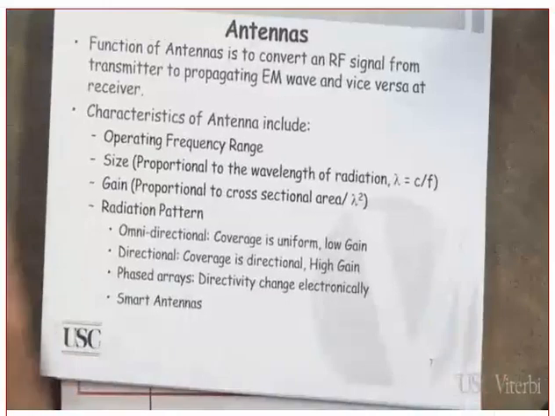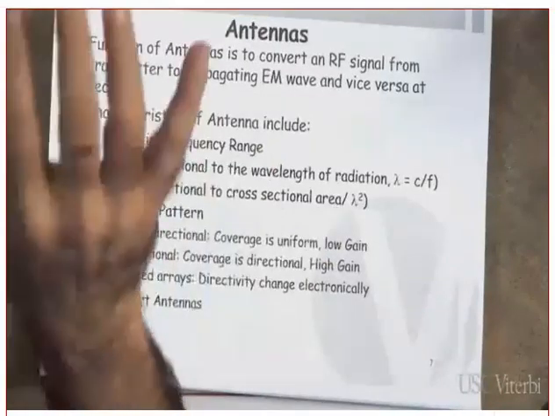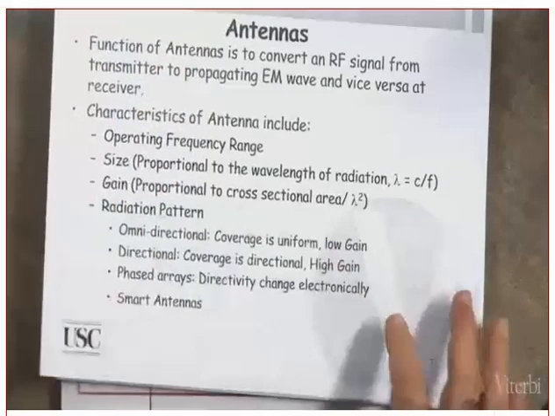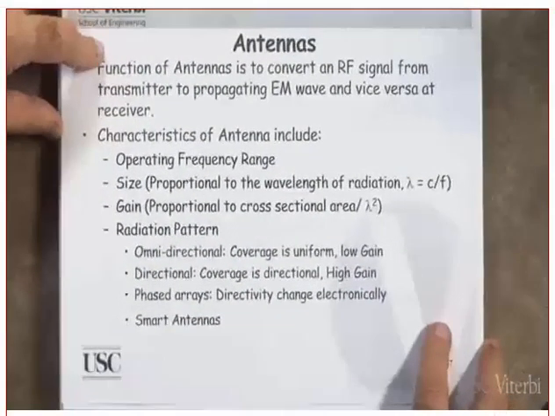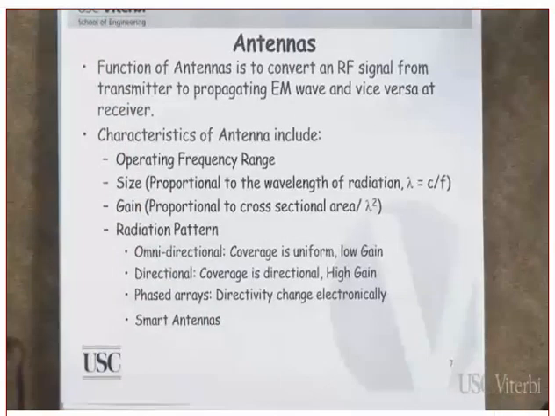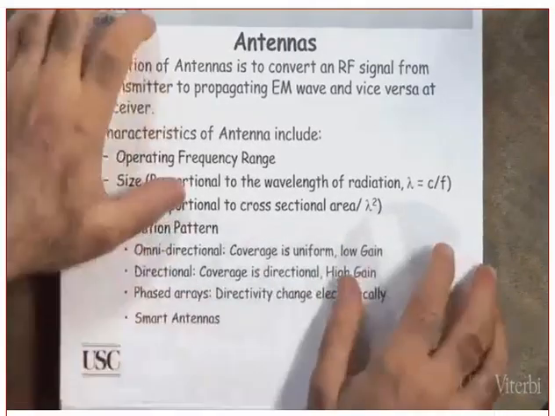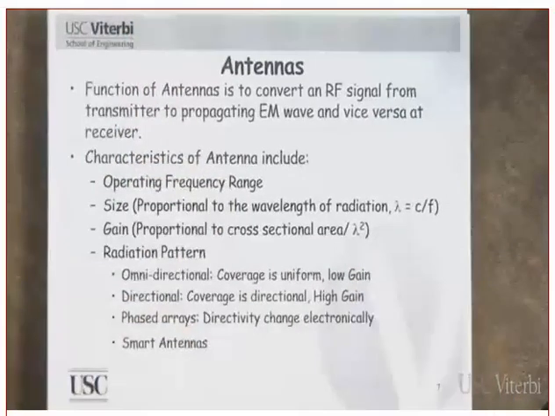Okay, let's look at the equipment, the components, each one of them. Antenna. Do we need an antenna? We need an antenna. There must be a component that will translate an electrical signal to an electromagnetic signal and vice versa. The function of the antenna is to convert an RF signal from a transmitter to a propagating electromagnetic signal, and vice versa at the receiver.